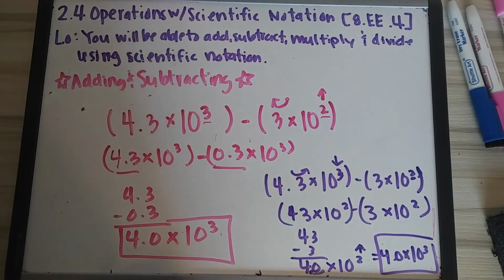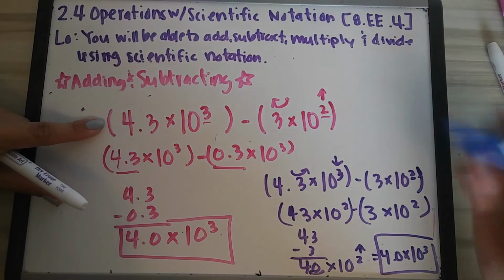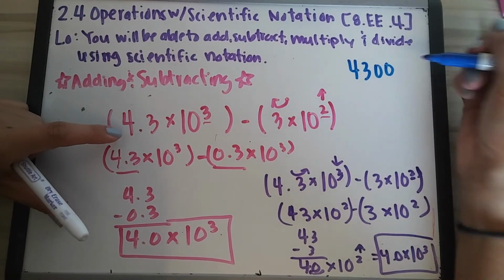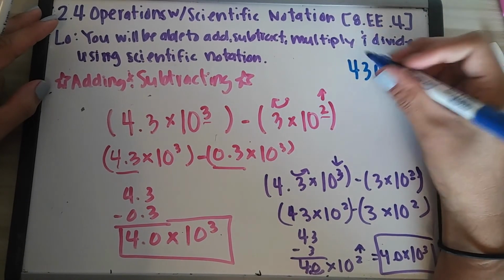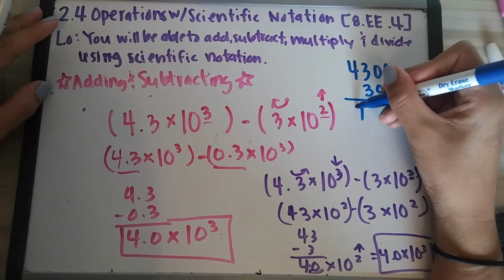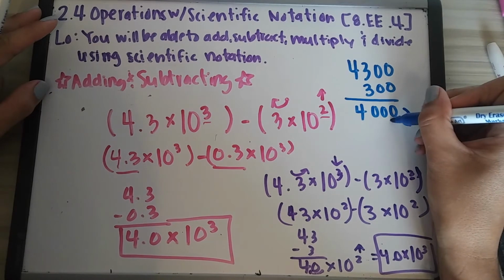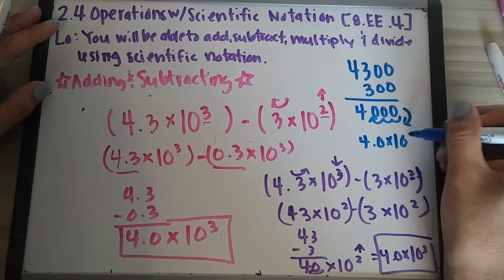Okay, and the second method that we went over is if I change this to standard notation. So it's going to be 1, 2, 3 decimal places, and then this one is going to be 300. Sorry. So 3, and then I'm going to say 1, 2. So I end up with 4,000. And if I change that to scientific notation, it's going to be 4.0 times 10 to the third power. Okay.